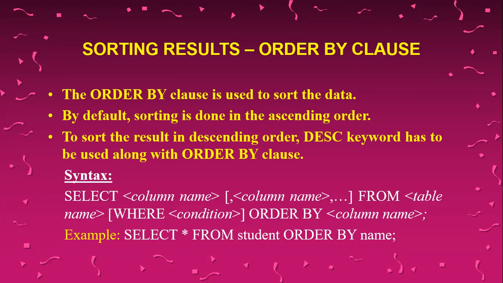The syntax is: select the column names from table name where condition order by column name. The where condition is optional; in most sorting cases, the condition will not be available. As given in the example, if I just want to sort in ascending order of the name, what will you write? Select star from student order by name. Suppose I want to sort the name in descending order. After the name, you have to use the keyword DESC.